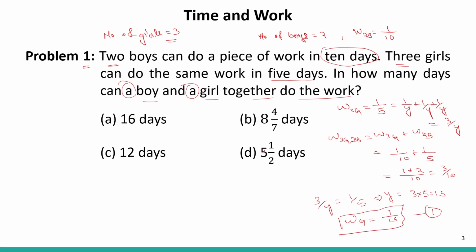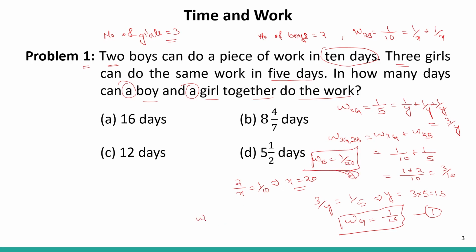Okay, so what will be Wb? Let the work rate of one boy be 1 by x. So it will be 1 by x plus 1 by x, because the number of boys is equal to 2. Given that 2 by x is equal to 1 by 10, this implies that x is equal to 20. So Wb is equal to 1 by 20. This is point 2.